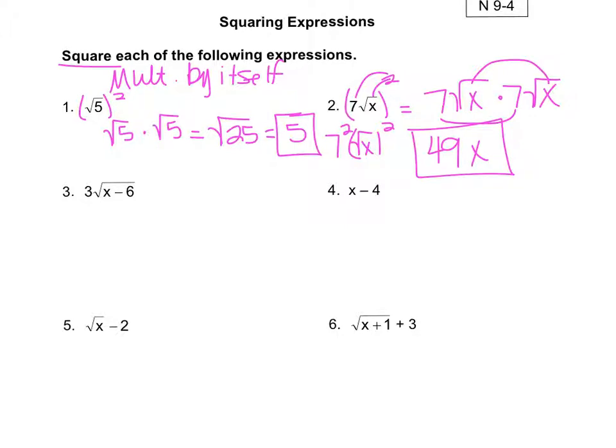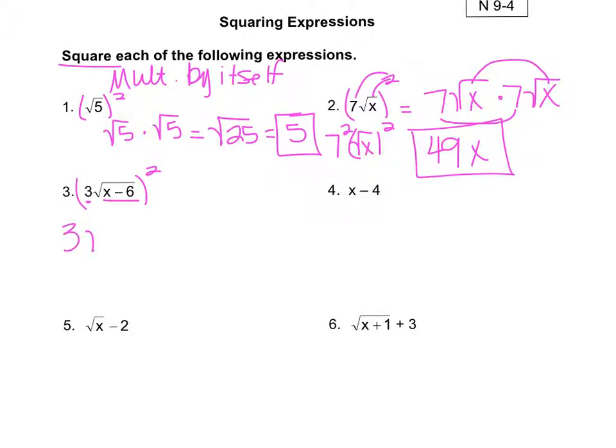All right, so number 3, we still have a radical and we still have a coefficient. Now, don't confuse this with this being more than one term. This is all one term. We have a coefficient in front, and then we have the radical, which is square root of x minus 6. So this is all one term. We're squaring it.